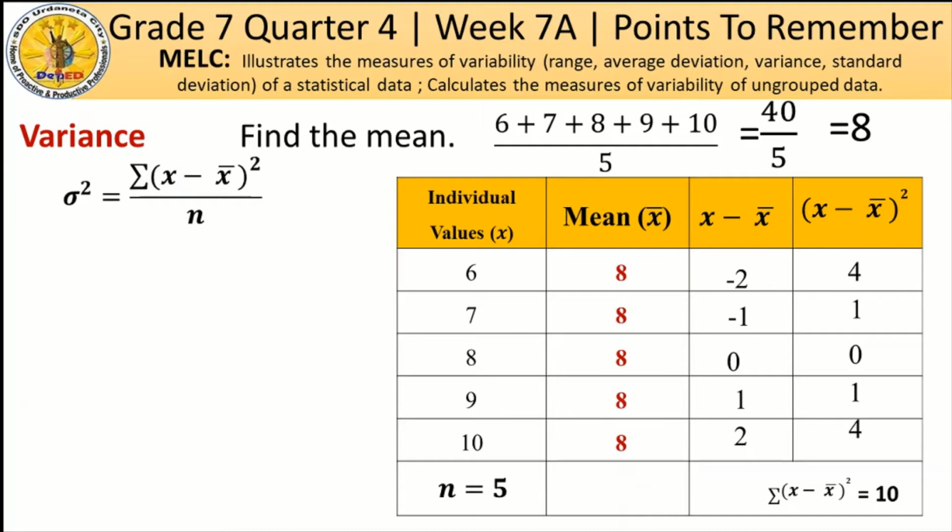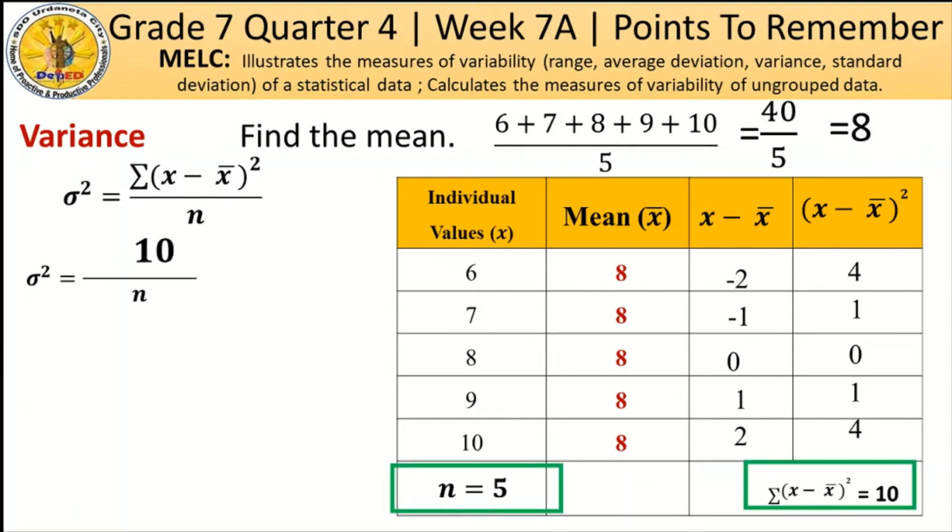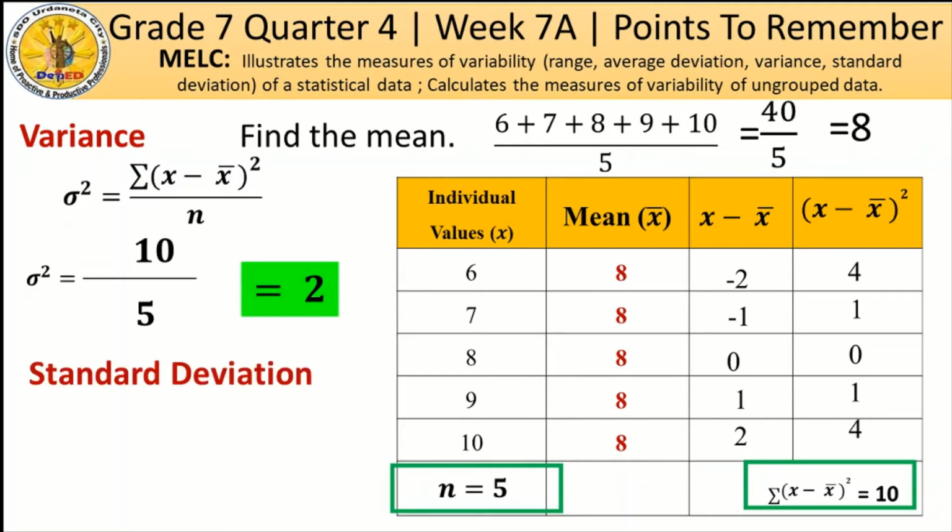So, by substitution on our formula, variance will be now equal to the summation of the squared difference of individual values and the mean, which is 10, all over n, which is 5, results to 2. The variance is 2. Next, for standard deviation, let's just take the square root of our variance. So, square root of 10 over 5 is equal to square root of 2, or 1 and 41 hundredths.